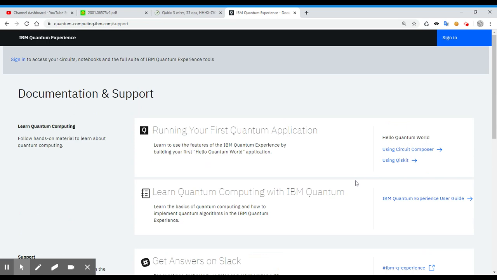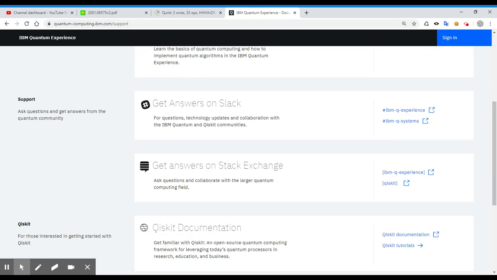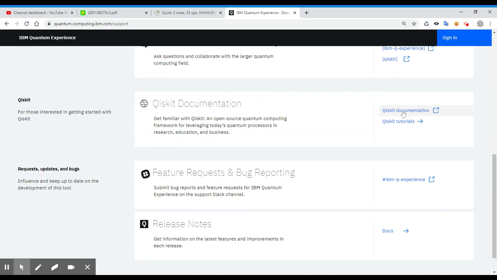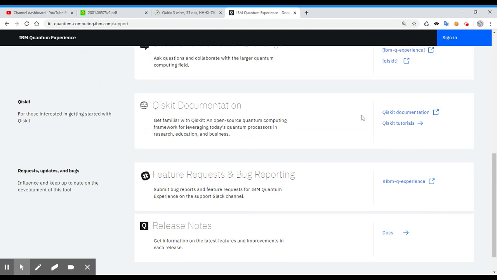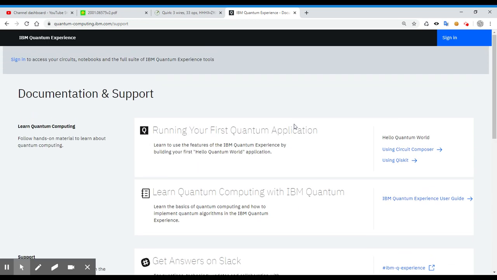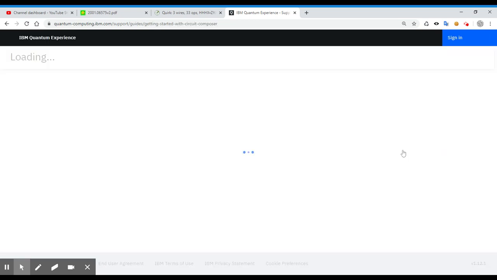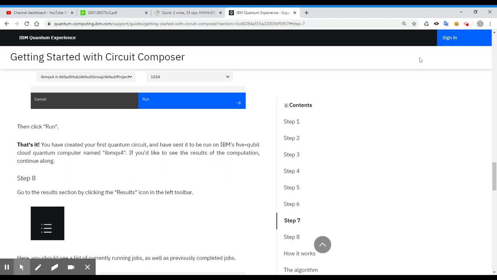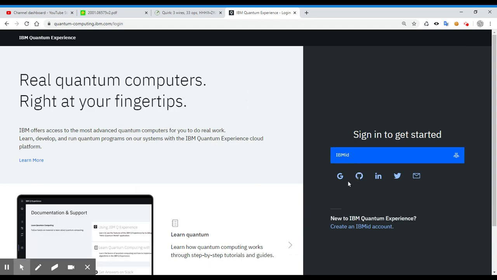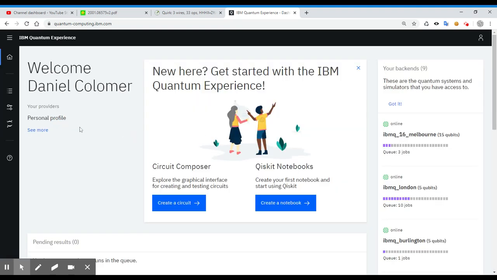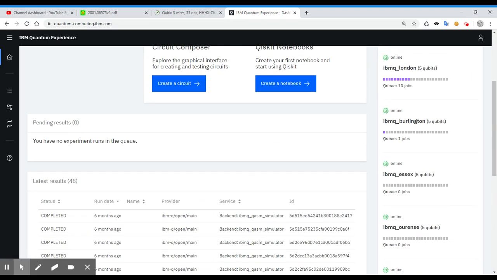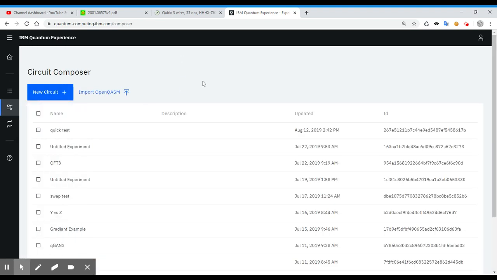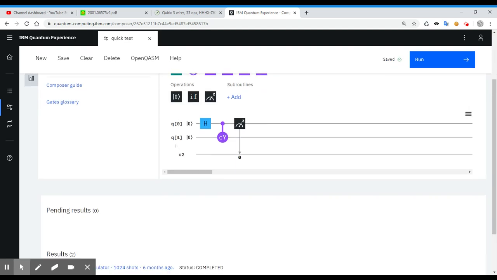Let me sign in quickly, or log in. I used to have a login. Qiskit documentation. Using the circuit composer. Okay. So let me quickly log in. I'll pause this. So now I'm in. There's still all my old stuff in here. What was quick test? Interesting.